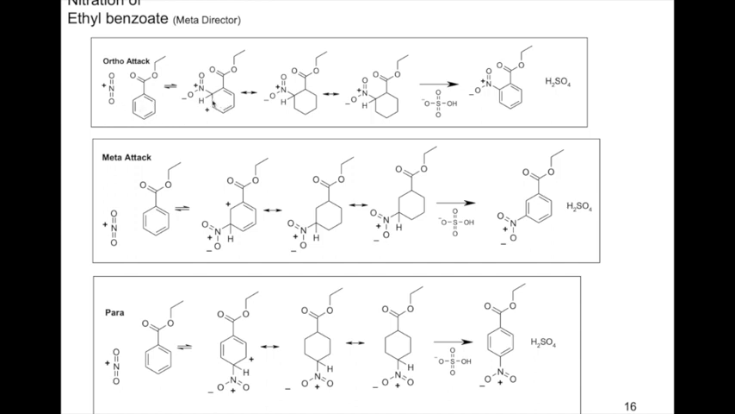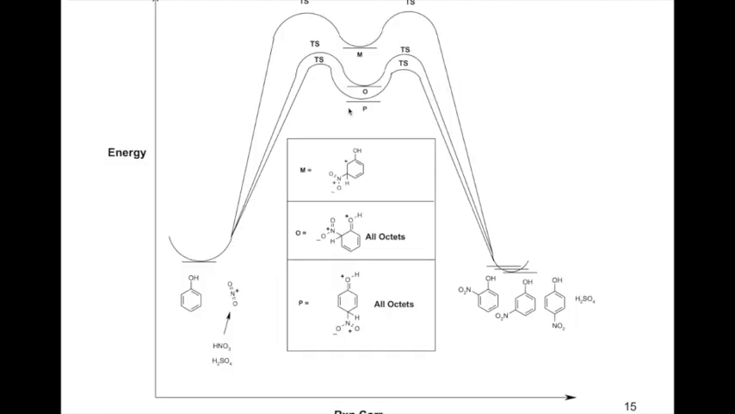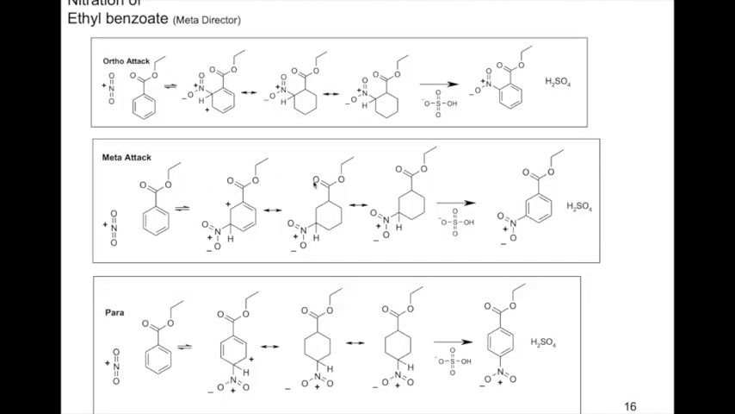And then also when you look at the resonance, the ortho attack gets you a bad resonance structure. Meta doesn't, and then para gets you a bad one. So meta is the best case scenario, and if you were to draw up this kind of diagram, meta would be lowest energy. You should try to draw it up for this one. Another thing about this, oh yeah, so this guy is a meta director, this ester, when it's connected directly through the carbonyl to the benzene ring.